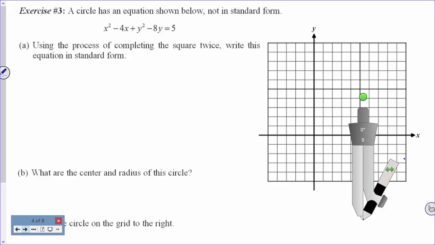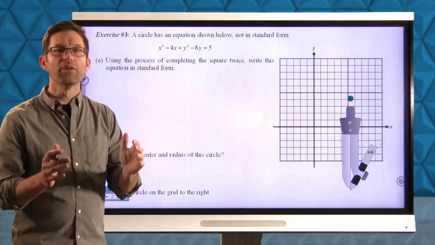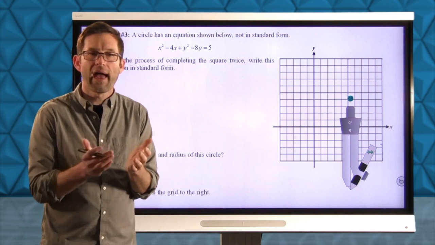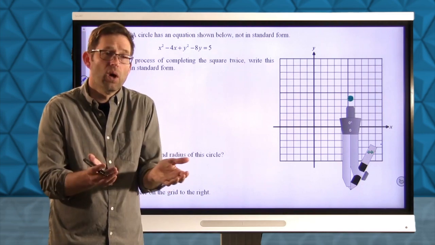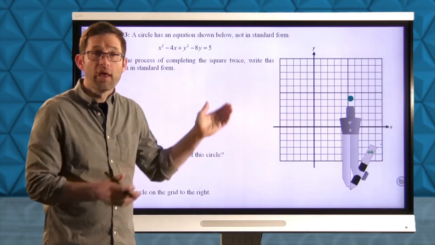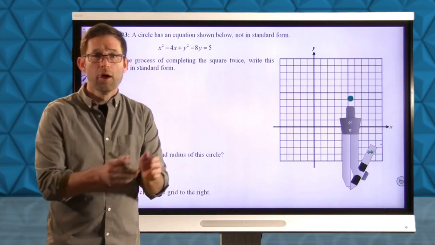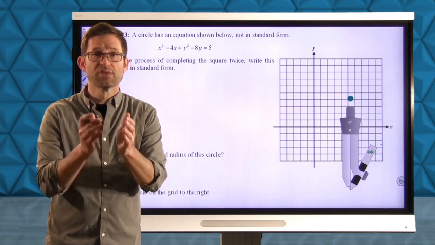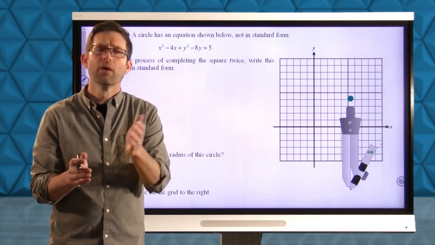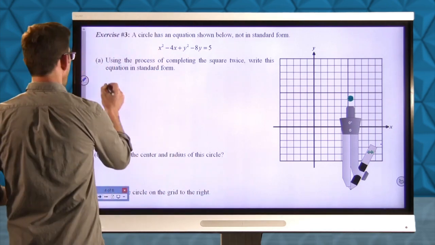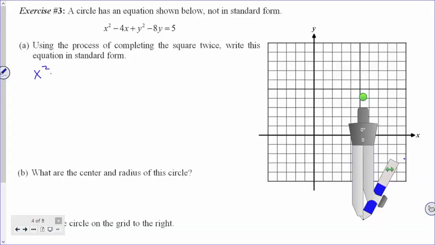All right, so what I want is to have what I had in exercise 1. I want to have it all. But what I really want right now is to have this thing written as x minus x sub c squared plus y minus y sub c squared equals r squared. So let's see how we do that. All right, I'm going to write this equation down again. x squared minus 4x plus y squared minus 8y is equal to 5.